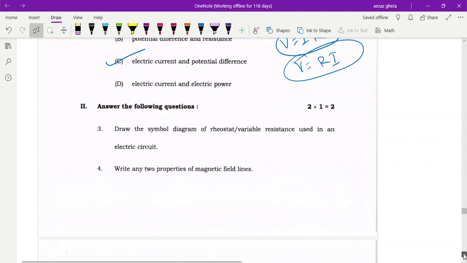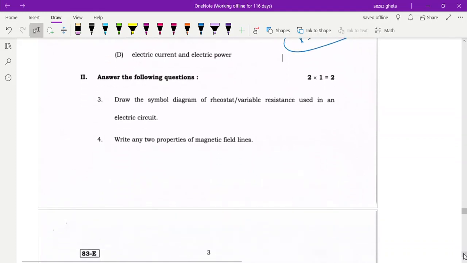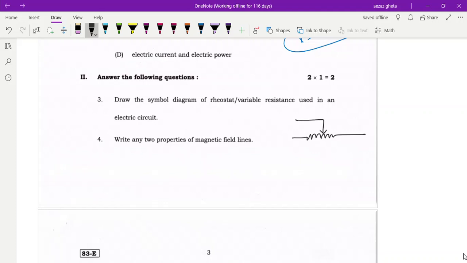Only 2 MCQs. Draw the symbol diagram of a rheostat, a variable resistance. So this is the rheostat symbol. Okay, or if you want you can do it this way.